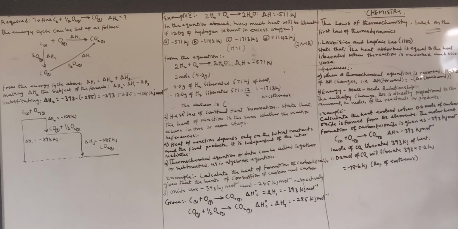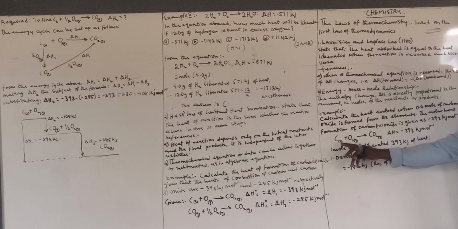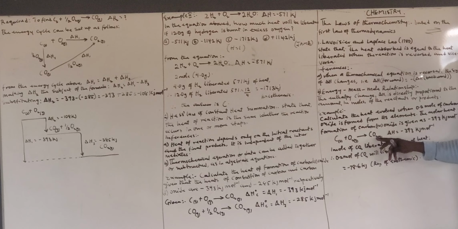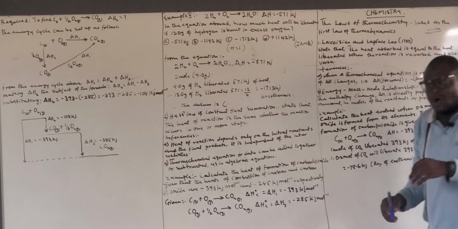Now, calculation. Example: calculate the heat involved when 0.2 moles of carbon dioxide is formed from its elements. The molar heat of formation of carbon dioxide is given as minus 393 kilojoule per mole. Provided it gives us negative, it is exothermic. So therefore, we have the equation of the reaction: carbon plus oxygen will give us carbon dioxide, which is the change in reaction.